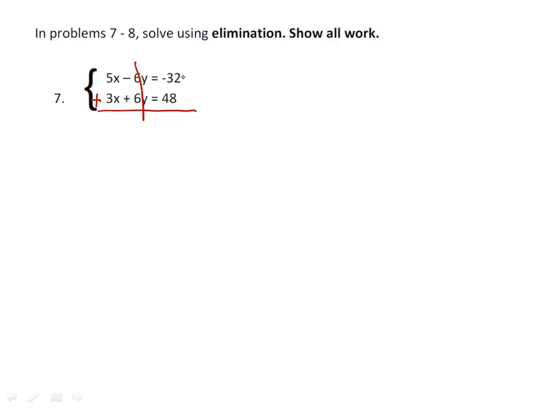Anytime I add opposites together, I get 0, and then I'll add the numbers. 5x plus 3x is 8x. Negative 32 plus 48 is 16. So we divide by 8, and x equals 2.